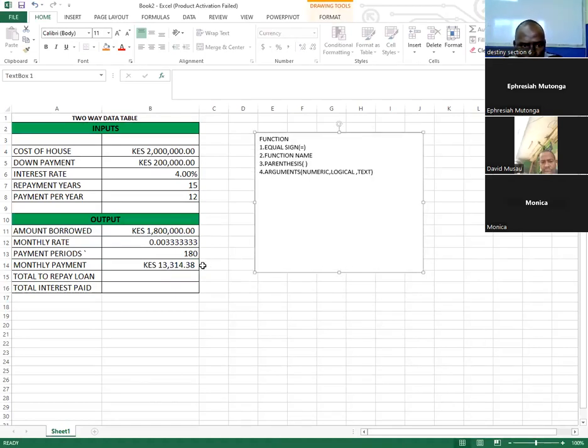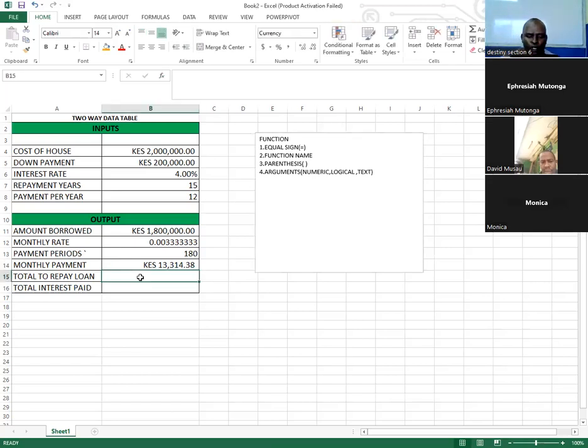So that means that the monthly payment is 13,314.37. So this is the repayment a person will be paying per month as per this loan schedule. But you know that also the rate or the interest is included. So if you need to calculate the total to repay the loan, it is equal sign, the amount you are paying monthly multiplied by what?